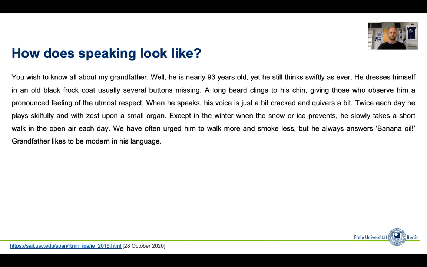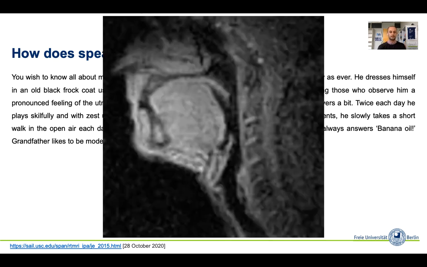Right. And in order for you to have a more concrete idea of how it looks like when we speak, I'll show you a short video where you can see actually in real time how the different speech organs move when somebody talks. So this little story about a grandfather is here documented, and you will now be able to see how it looks like.